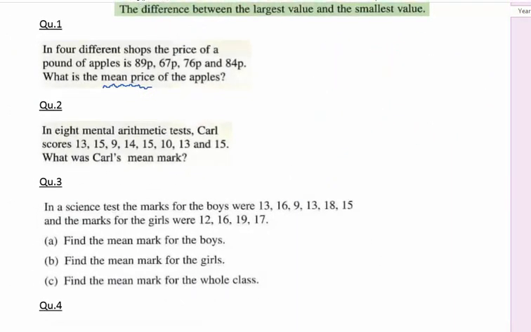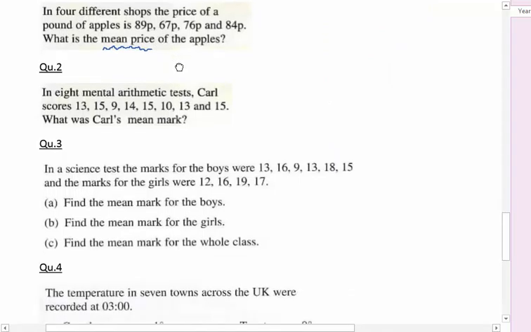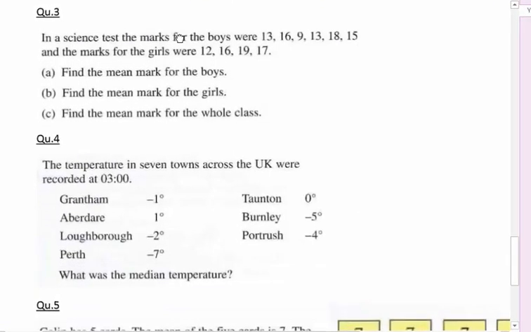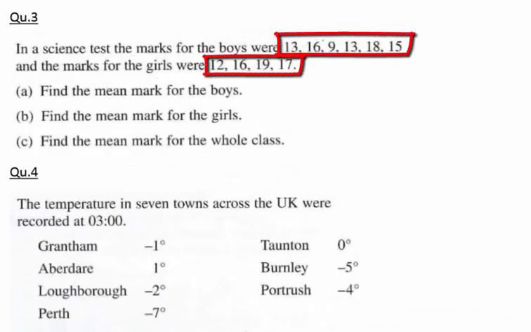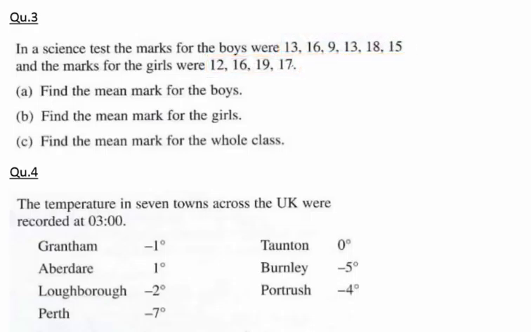Question 3, very similar. Just move this up a bit so you can see it. In the science test, the marks for the boys were, and the marks for the girls were. You can see there's 2 different sets of scores. There's 1, 2, 3, 4, 5, 6 boys, 1, 2, 3, 4 girls. Okay. Find the mean mark for the boys. Well, again, just take all these numbers here and add them up, and you'll get this lot equals 84.